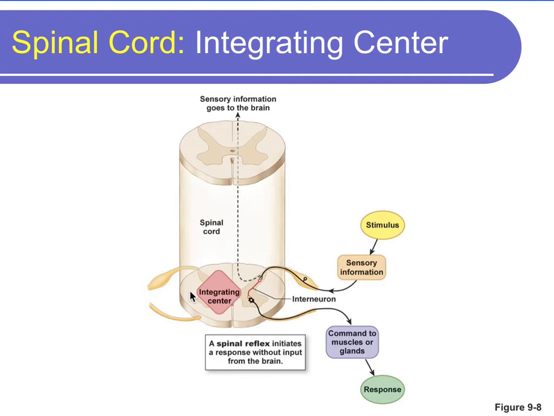So that when you go to the doctors and they hit your patellar tendon and your leg shoots up, that would be an example of a spinal reflex. Really quickly, an interneuron is a neuron that's completely within the central nervous system between two neurons.